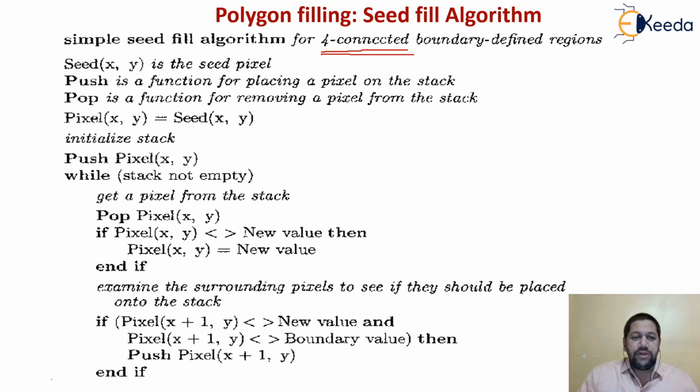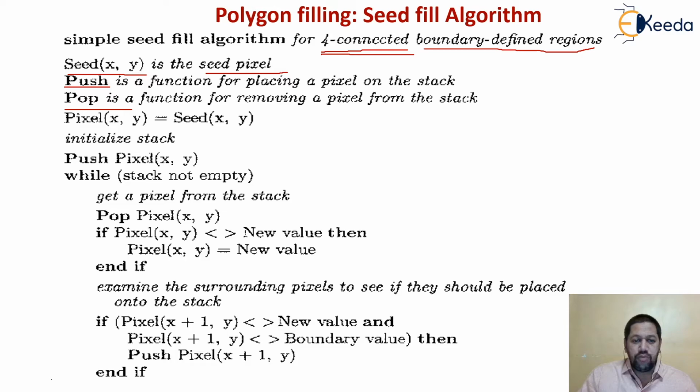So this is my simple seed fill algorithm for 4 connected boundary defined regions. That's why it is called the boundary fill algorithm. Now, what is my step number one? I'm using seed x comma y as the seed pixel. Push is the function for placing the pixel onto the stack.